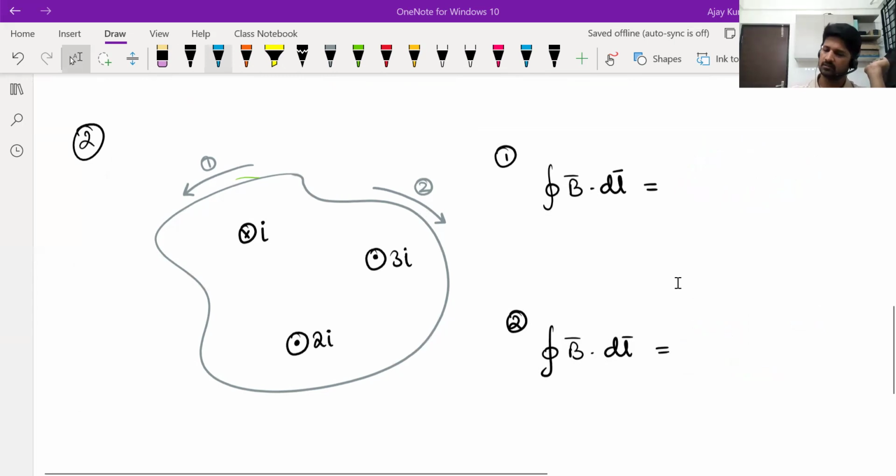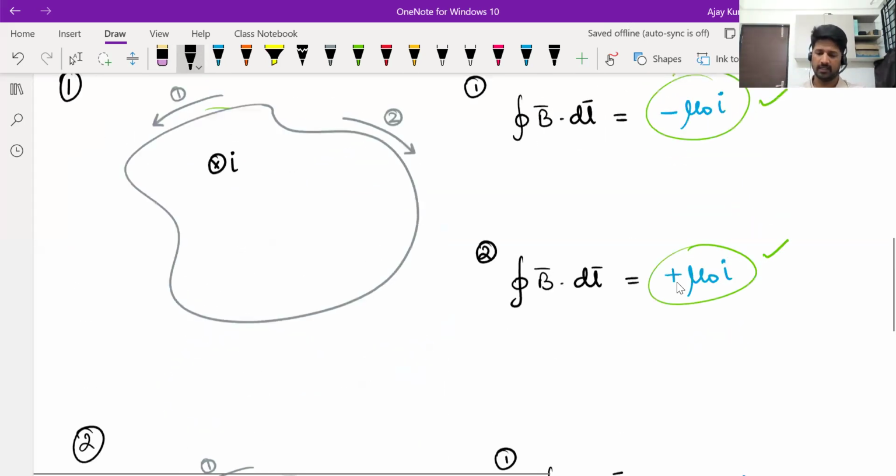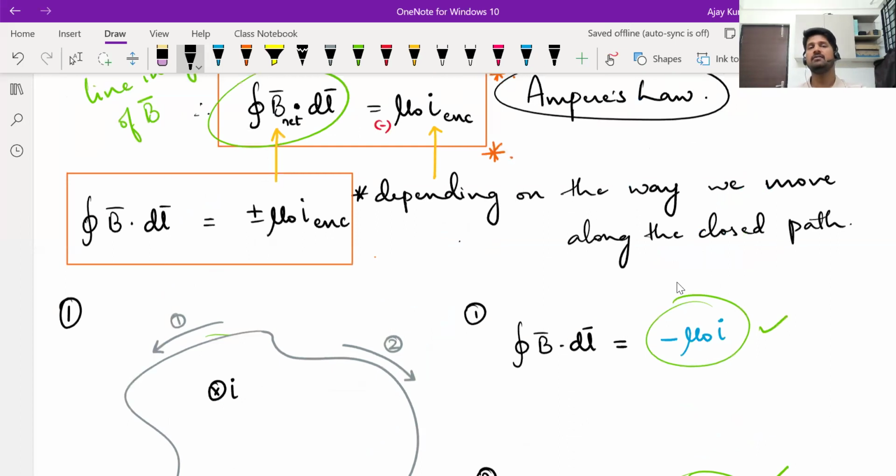Okay, I got one answer as plus 4 mu naught I, and for the second one minus 4 mu naught I. Fine. Listen, in this case, there are multiple currents. Some of them produce fields in the clockwise sense, some in the anti-clockwise sense. But what you have to take to apply Ampere's law is the effective current crossing the loop. I enclosed here is the effective current crossing the loop.